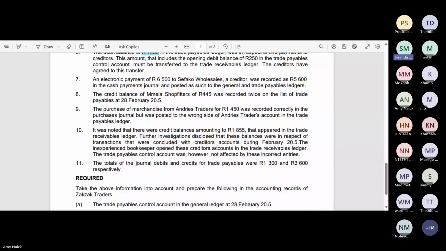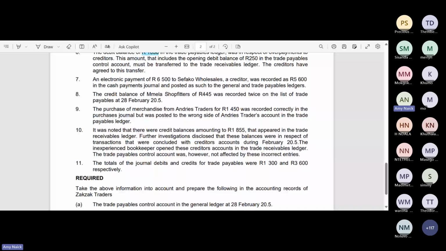Okay, so transaction 9 again is saying the purchase of merchandise from Andre's Traders was for 1,450 Rand, was recorded correctly in the purchase journal, but was posted to the wrong side of Andre's Traders account in the trade payables ledger. So basically, he made a purchase, but we took it to the wrong side. So instead of recording the purchase, we actually recorded a payment against him. So we reduced his debt instead of saying there was a purchase, if I'm making sense in that way, right?